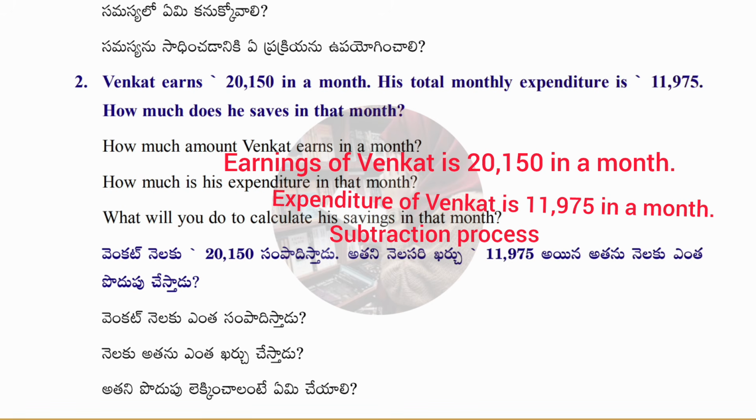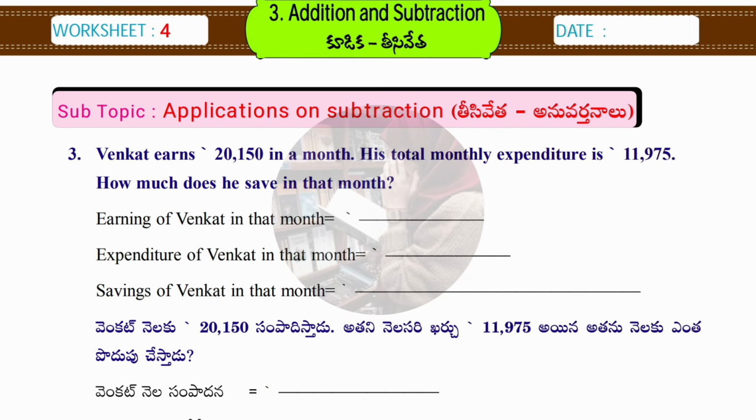Next, how much is his expenditure in that month? So expenditure of Venkat is 11,975. Okay. Then last question is, what will you do to calculate his savings in that month? So of course we'll do the subtraction, then only we'll get the savings of Venkat in that month. Okay guys, let's see the next question. Same question, different questions are asked. Earnings of Venkat in that month, 20,150. Then expenditure of Venkat in that month is 11,975.